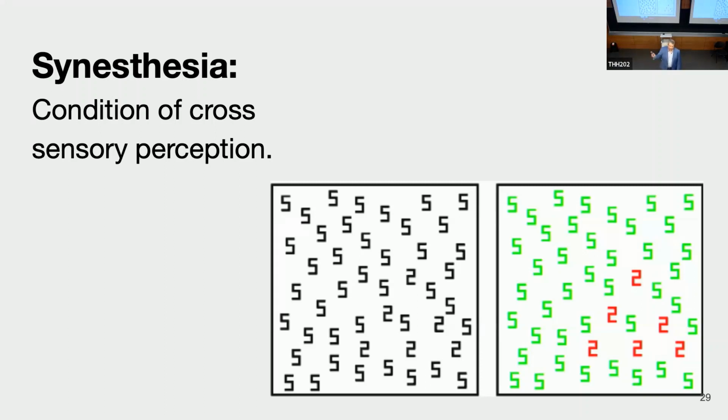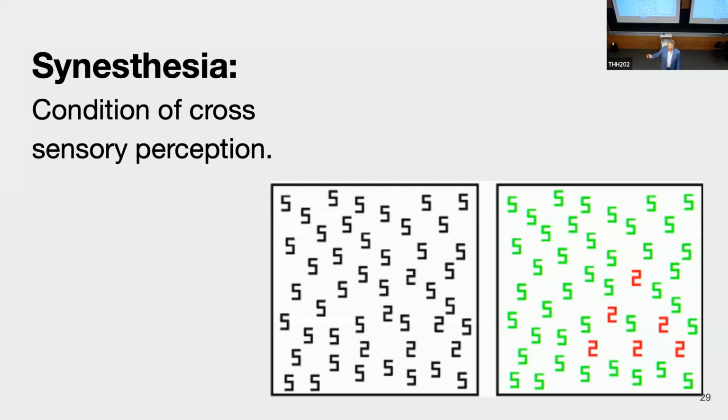So on the left, you've got for most people, black numbers on a white background, and it's 5s and 2s. For me, they sort of meld into each other. I can differentiate the 2s and the 5s, but they're pretty much all mushed together.